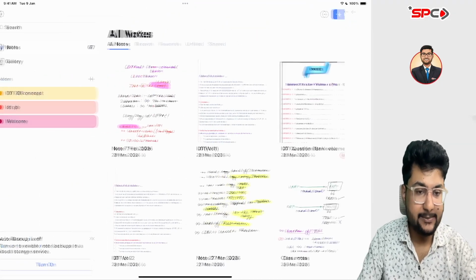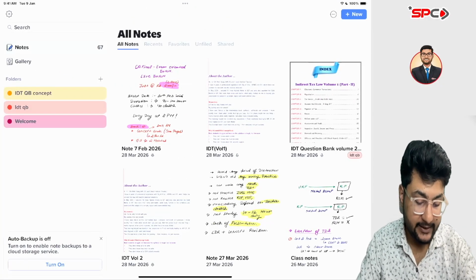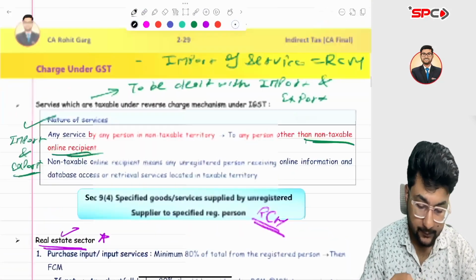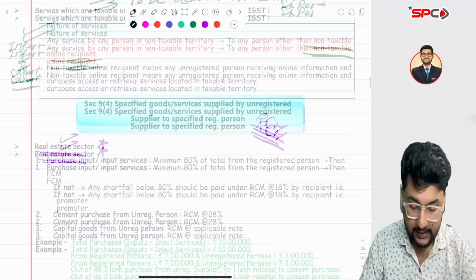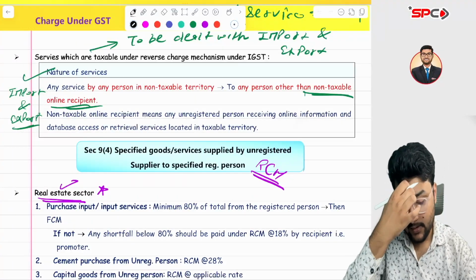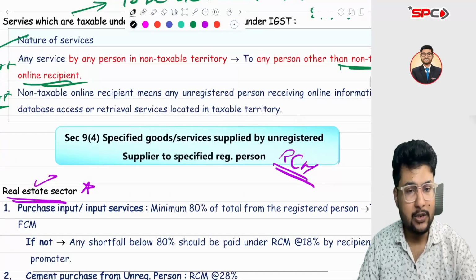Let me know, please, whether it is clear to you or not. Okay, we have just covered this also. Now we are shifting to 9.4. What is 9.4? 9.4 is about the sectors.